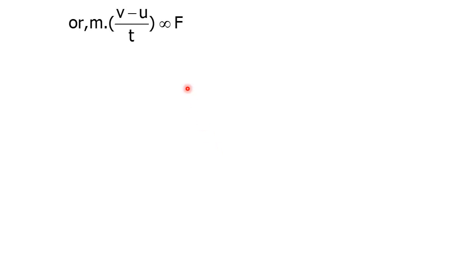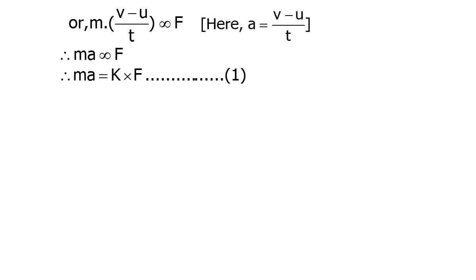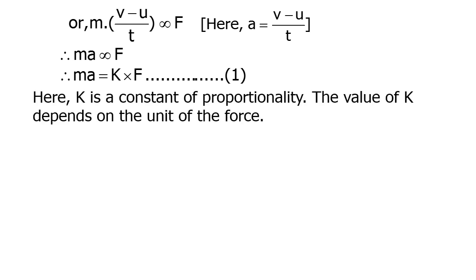So as we know that (v minus u) by t means a, so our next line is ma proportional to F. Here we got ma equals k into F. Here k is a constant of proportionality which depends on the unit of force.